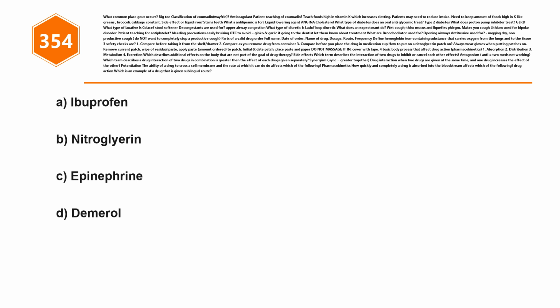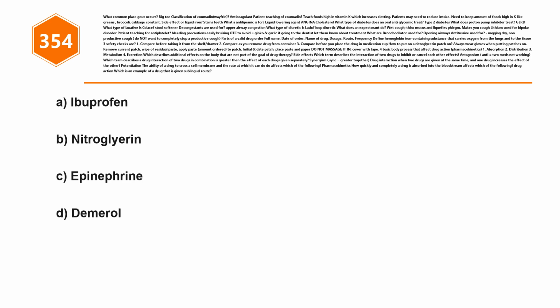What type of diuretic is Lasix? Loop diuretic. What does an expectorant do? Wet cough, thins mucus and liquefies phlegm. Makes you cough. Lithium: used for bipolar disorder. Patient teaching for antiplatelet: bleeding precautions, easily bruising. OTC to avoid: ginkgo and garlic. If going to the dentist, let them know about treatment.